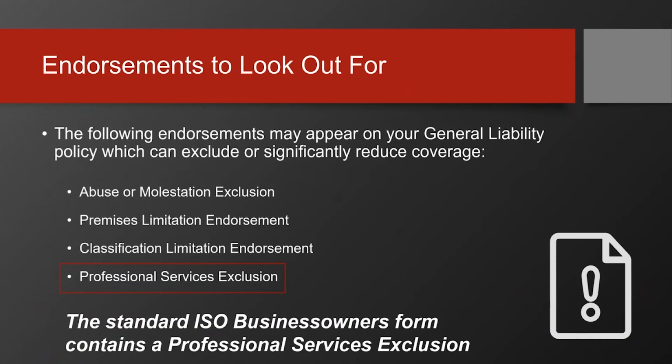What you're going to see is exclusions within your GL form. I'm going to point to the one here that says professional services exclusion. Most BOPs, your ISO BOP, whether it's Hartford, Travelers, CNA, whoever, is going to have a professional services exclusion that's going to basically kick out any chance of E&O coverage.